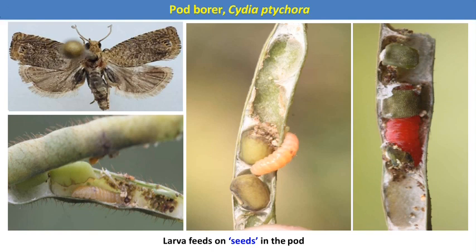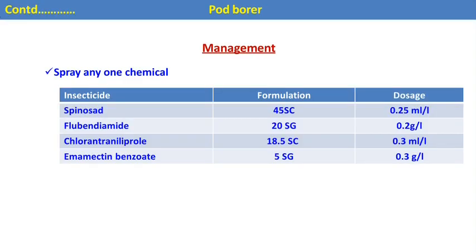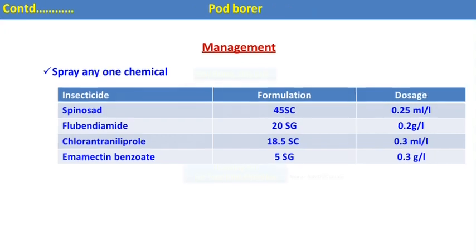Next one, that is the pod borer. The name itself indicates that the caterpillar enters into the pods and feeds on the developing grains, and the grains become unfit for human consumption and yield is directly reduced. For the management of the pod borer, we can spray the crop with spinosad, flubendiamide, chlorantraniliprole, emamectin benzoate.